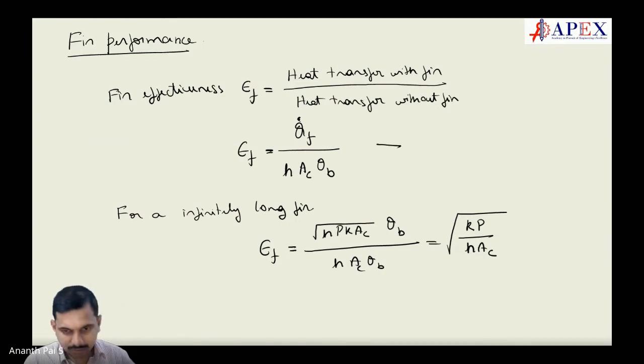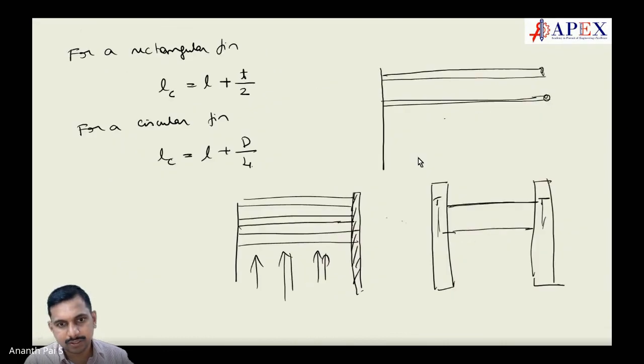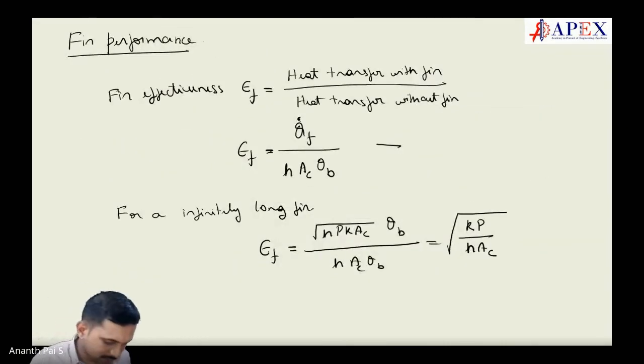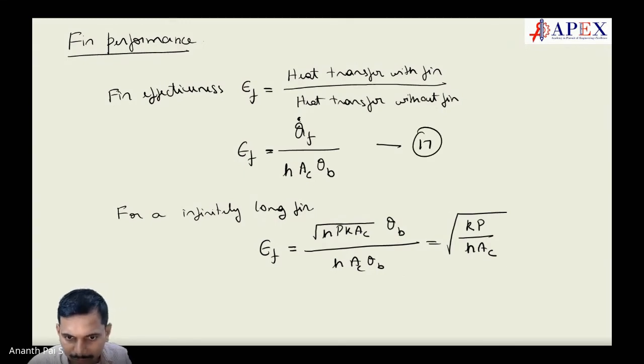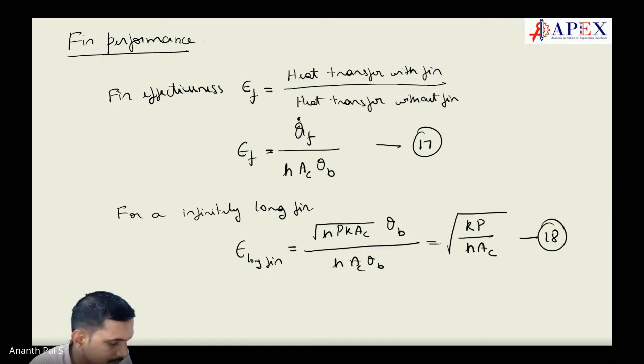What's the number we have gone till here? 15, 16. Then you go with 17, and maybe effectiveness for long fin. Epsilon long fin. This is 18. Fine.